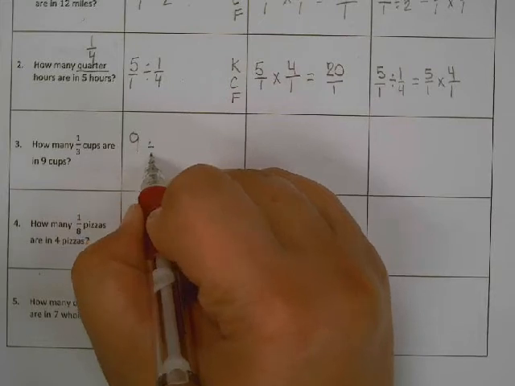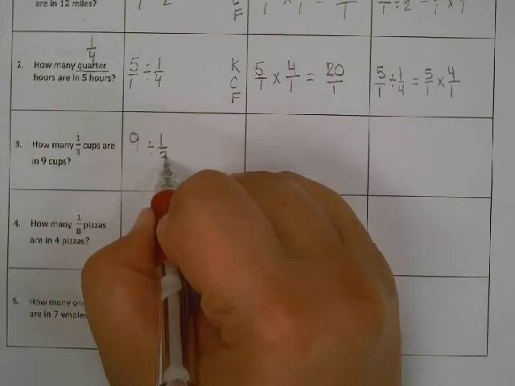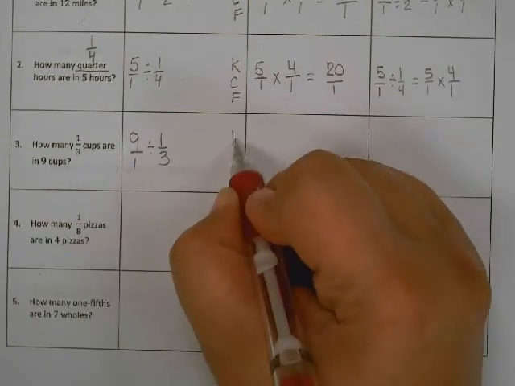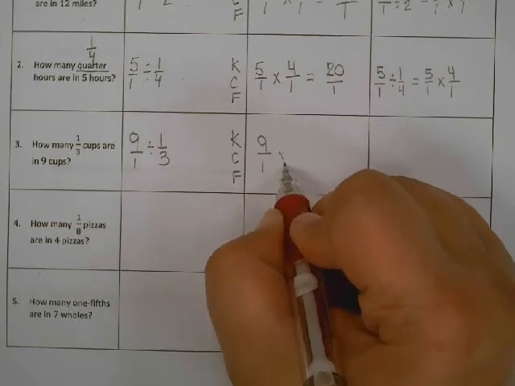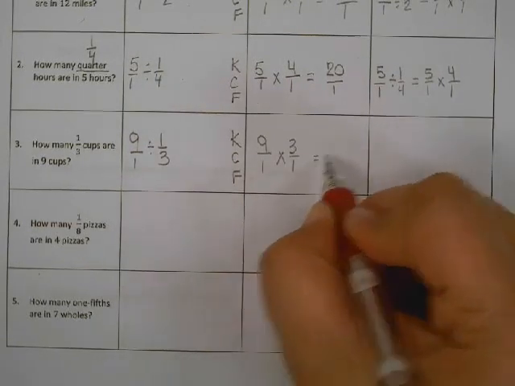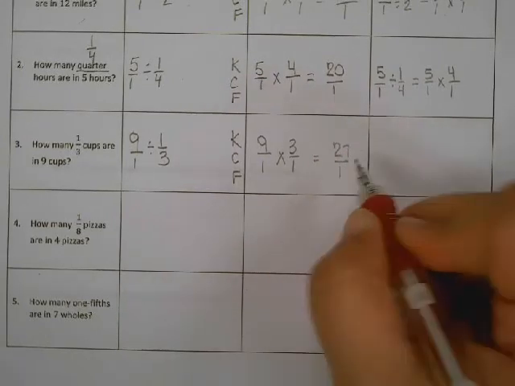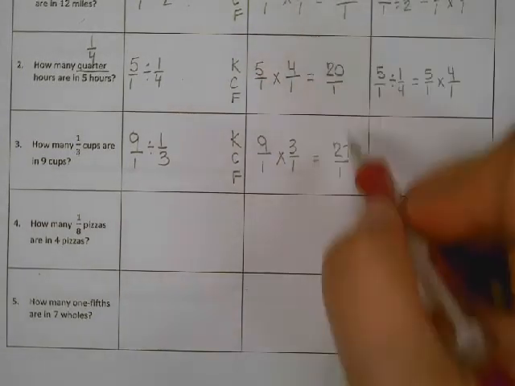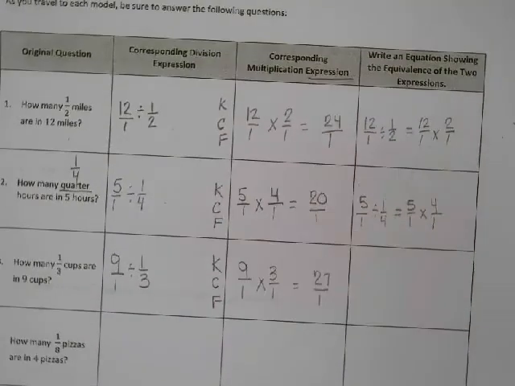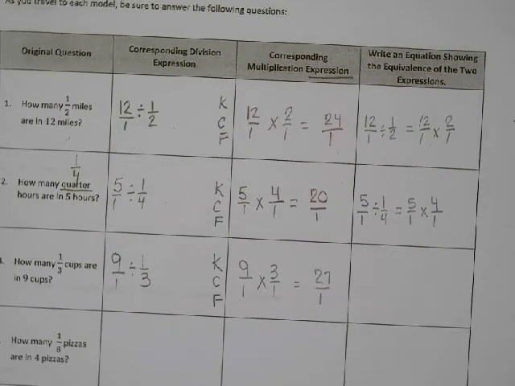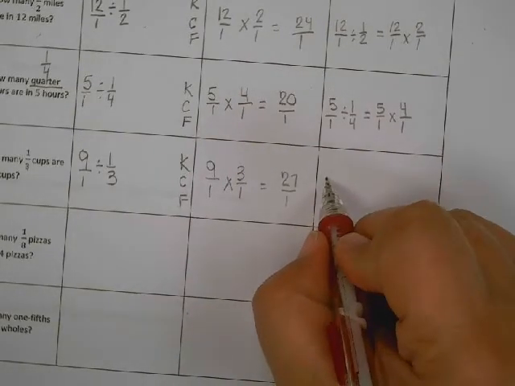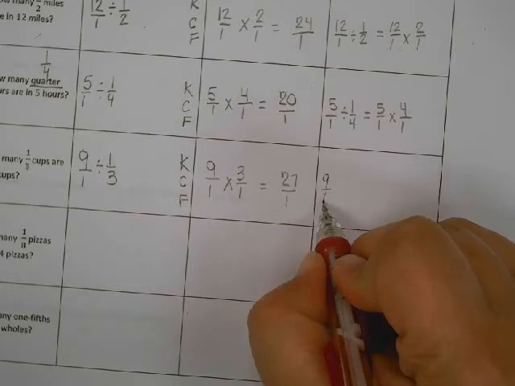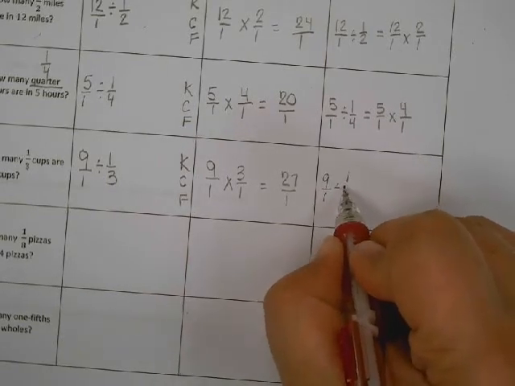9 divided by 1/3. I'm going to go ahead and put my 9 over 1. Do my keep, change, flip. 9 over 1 times 3 over 1, which gives me 27 over 1. And again, it says expression, so the answers aren't necessarily required, because in an expression, you're really not getting an answer. There's no equal sign in an expression, but I just want to go ahead, like I said, and do that for extra practice. So then I put those two together to show that they are equivalent.